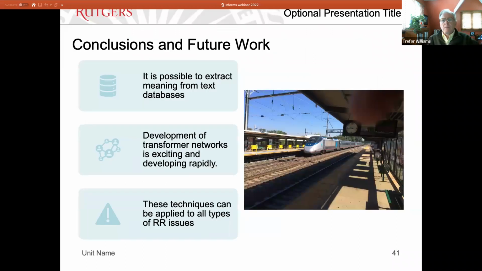All right. So it looks like this is Princeton Junction, New Jersey. There's an Amtrak train going by. I still live down there. It's possible to extract meaning from the text databases, and it looks like it is.